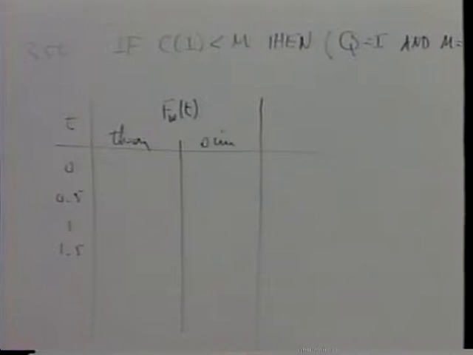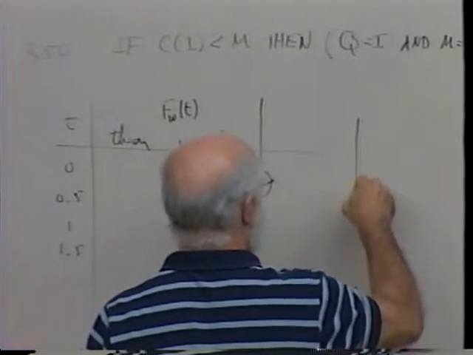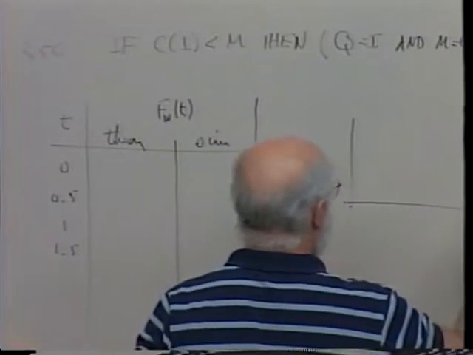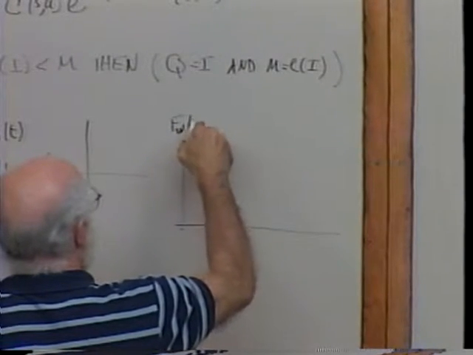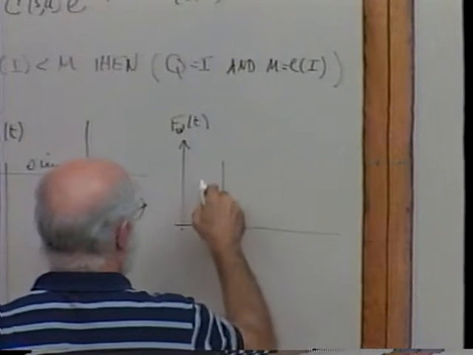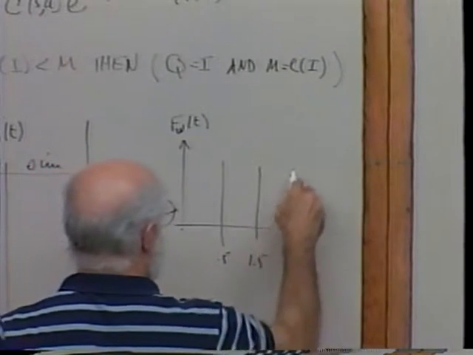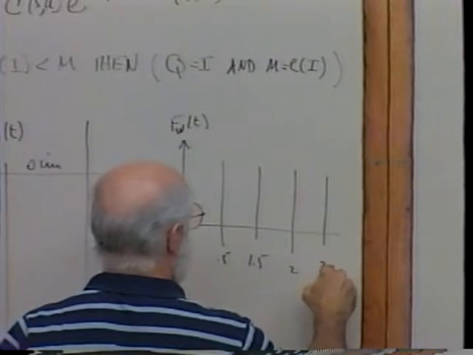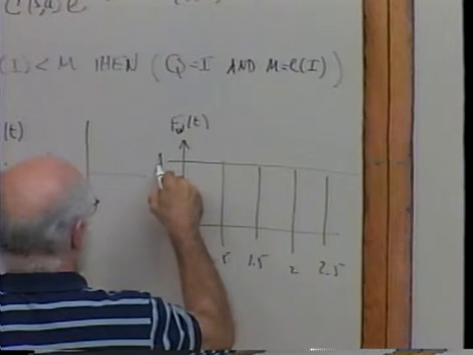Then you're supposed to plot this. Okay, so what the homework is going to look like is this. Here's the graph, and here is the distribution function of W evaluated at T. And here are the values of T. Here is 0.5, 1.5, 2, 2.5, and so on. Here's the value 1, let's say.